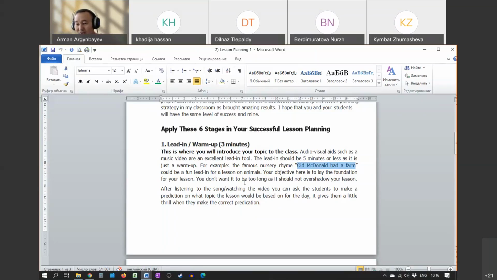Old MacDonald had a farm, blah blah blah. And you check it. Quite fun, interesting, and it doesn't take a lot of time. And then you're going to learn about animals.